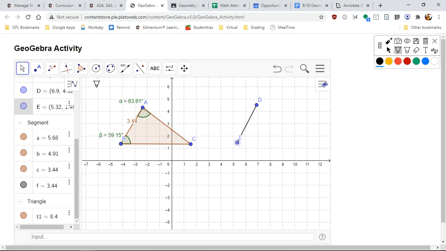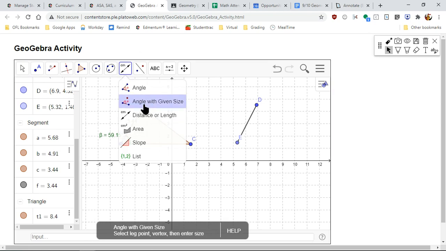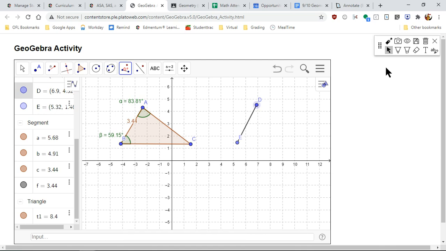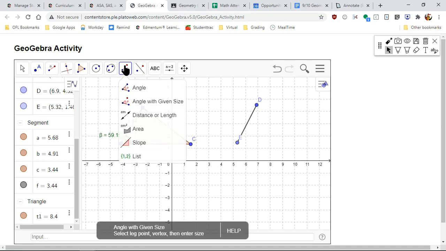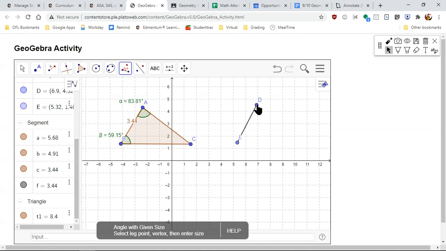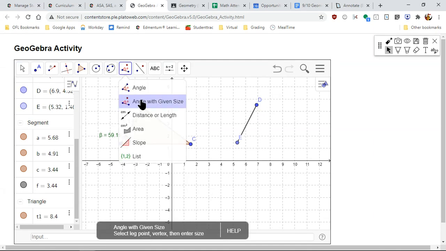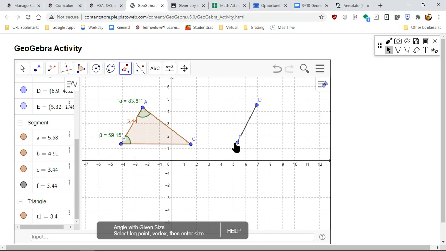So when we're doing this, I'm going to go to create an angle with a given size, go from, I'm going to click this point. This to this. Why is it not working? Oh my gosh. I'm sorry, guys. Hold on.